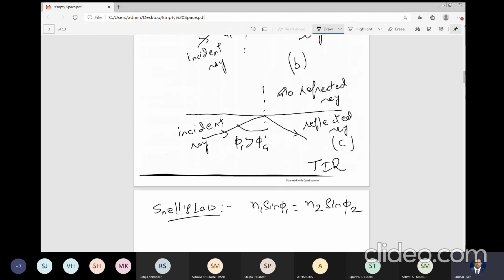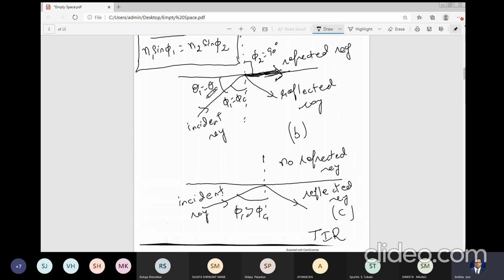Now if you look at the critical angle, if I go back to the diagram and look at diagram C, the angle of incidence at which the angle of refraction becomes 90 degrees. In diagram B, there is an angle of incidence at which the angle of refraction phi 2 becomes 90 degrees. That is known as the critical angle. So in diagram B, we have phi 1 equal to phi c and phi 2 equal to 90 degrees. Right? This is what we obtained from diagram B.